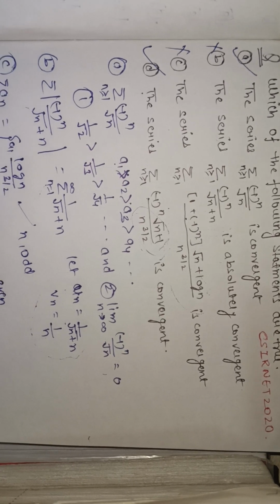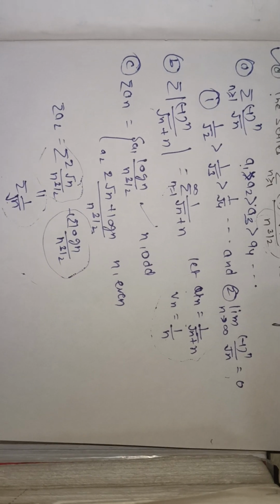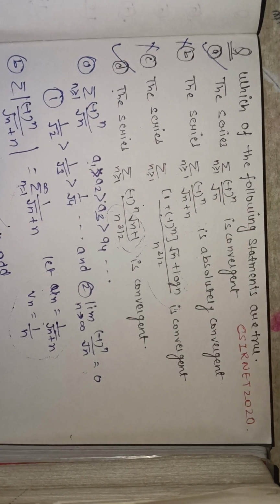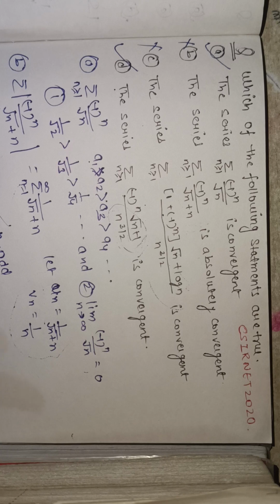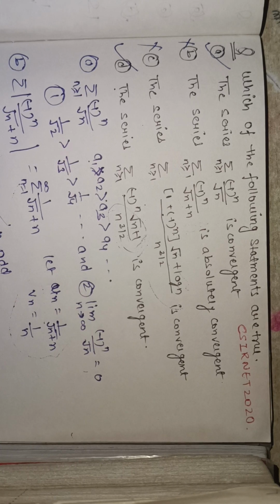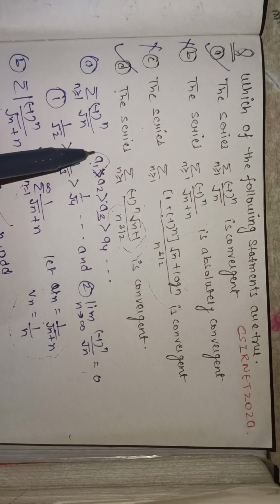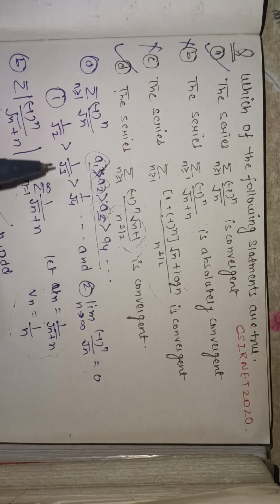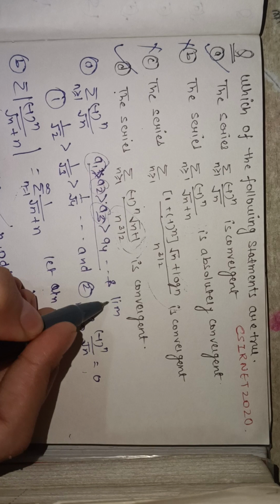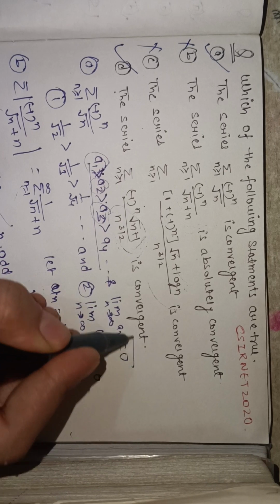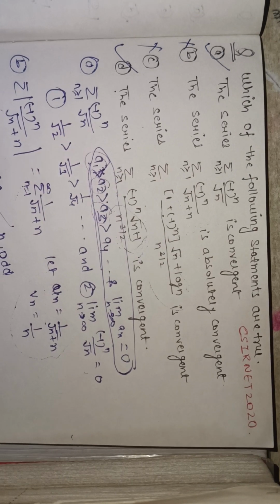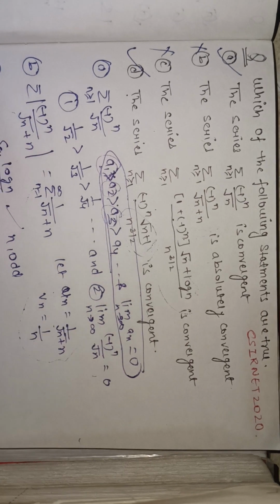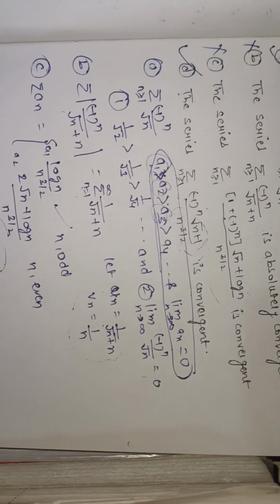So this is the required solution of this question. Here we have to use the Leibniz test for convergence. What does the Leibniz test say? If limit n tends to infinity of an is equal to 0, and second, the terms are decreasing, first term greater than second term, greater than third term, then these two conditions are the Leibniz conditions. If the series follows these, then the series is convergent, and for absolute convergence we have to look at the mod of that series. So this is a simple solution of this question.